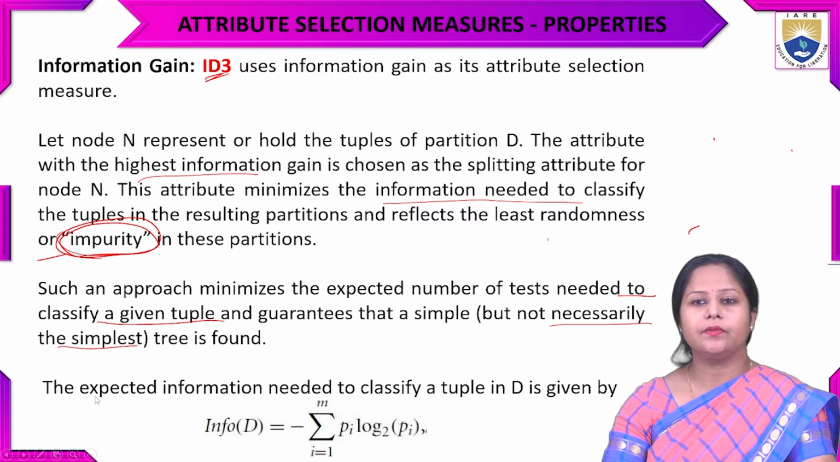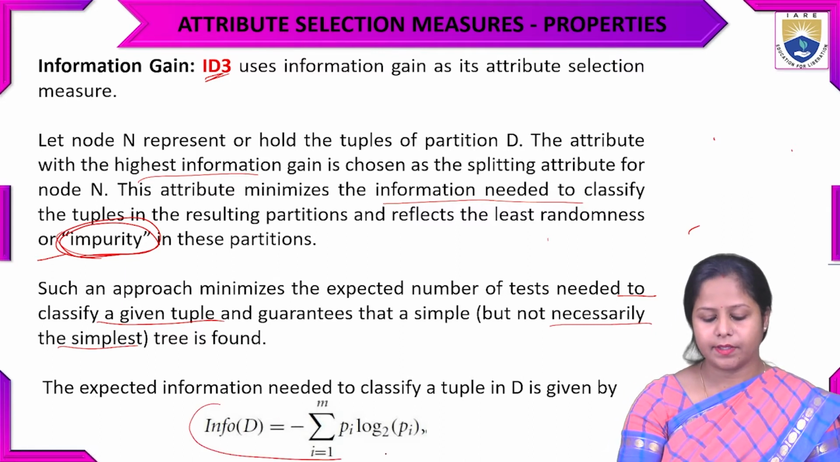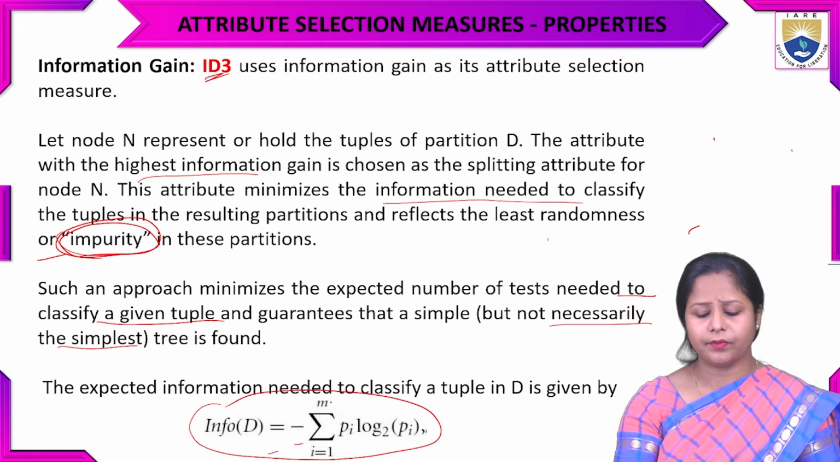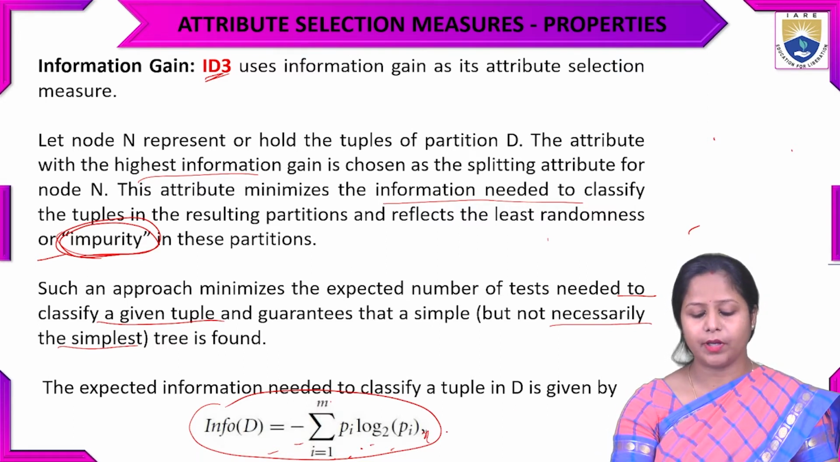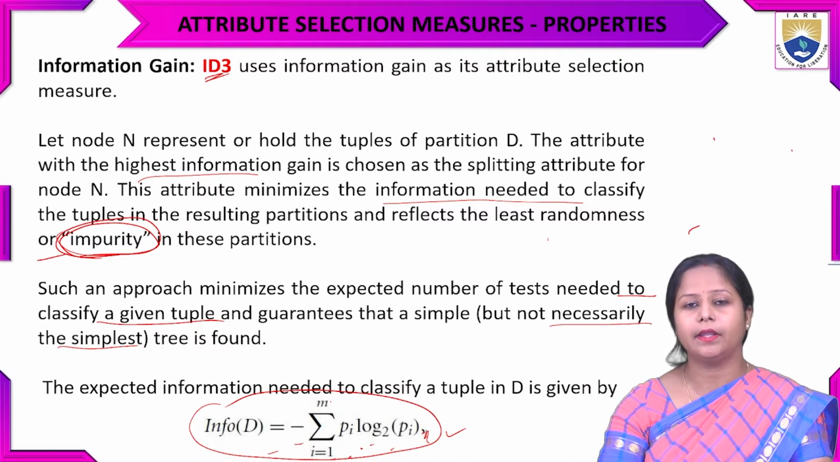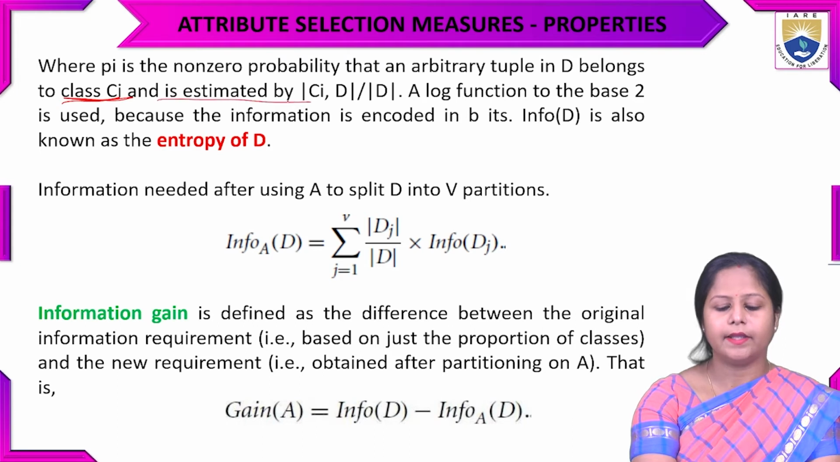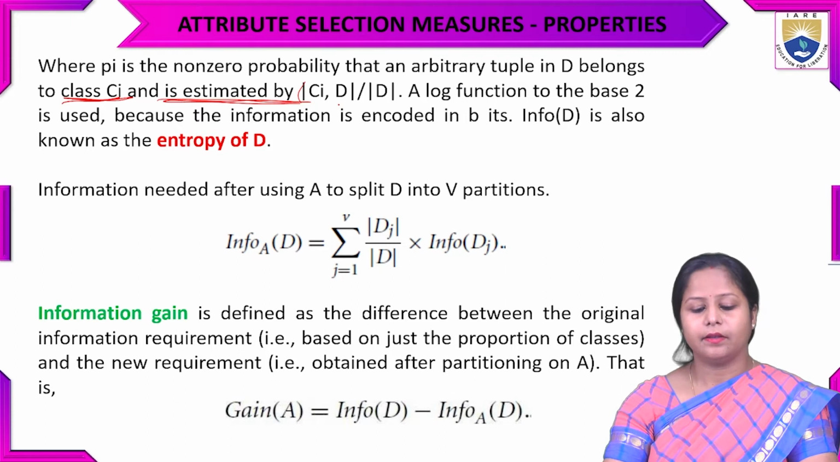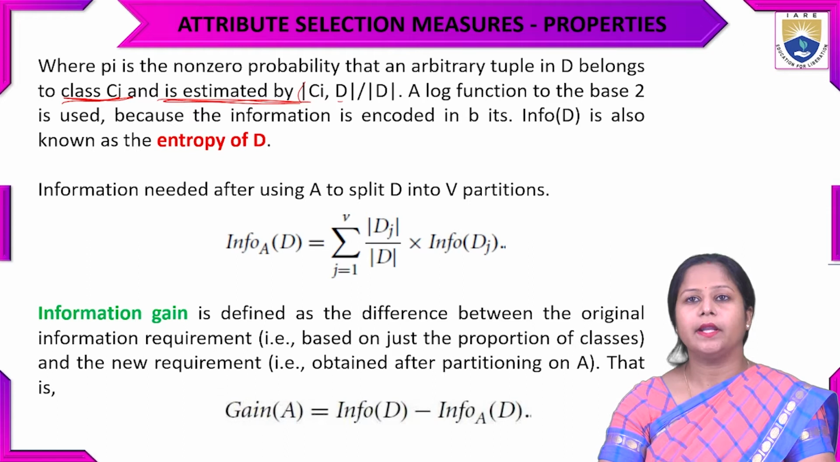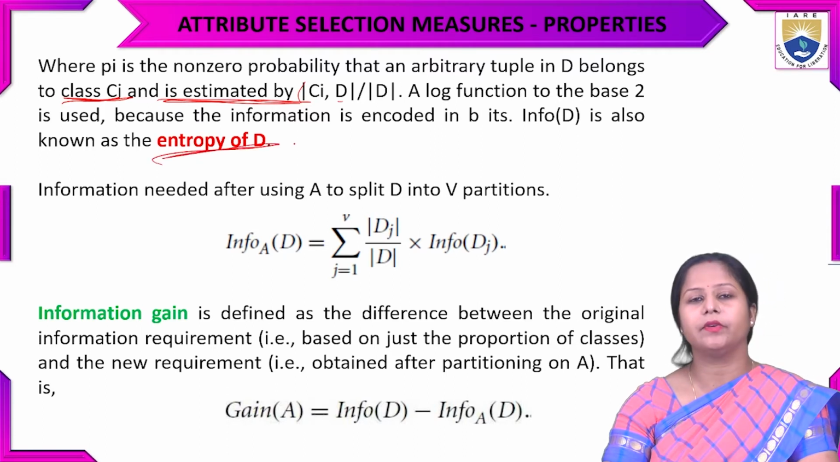The expected information needed to classify a tuple in D is given by the formula Info(D) = minus summation of i equal to 1 to m of pi log base 2 of pi, where pi is the non-zero probability that an arbitrary tuple in D belongs to the class Ci, estimated by the modulus of Ci,D divided by the modulus of D. A log function to the base 2 is used because the information is encoded in bits. Info(D) is also known as the entropy of D.